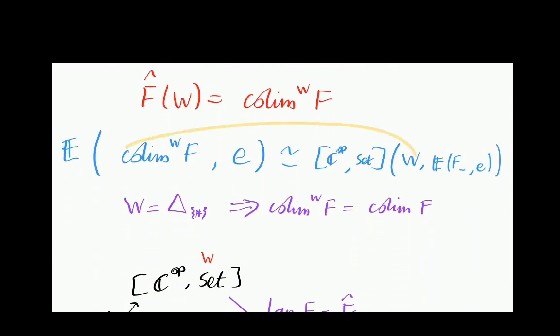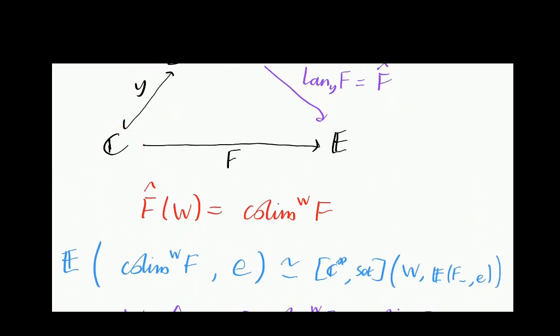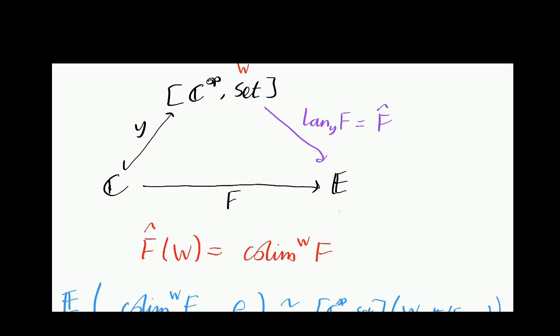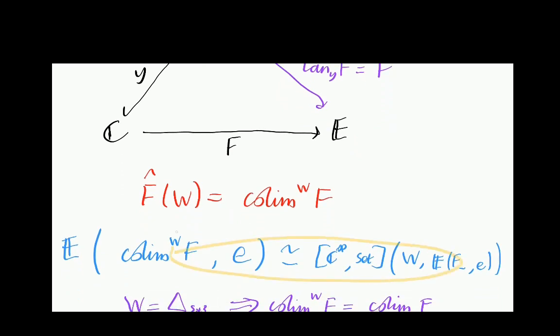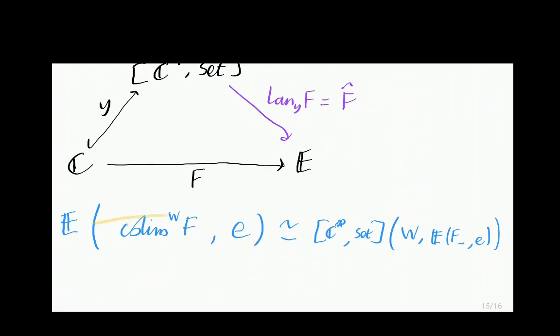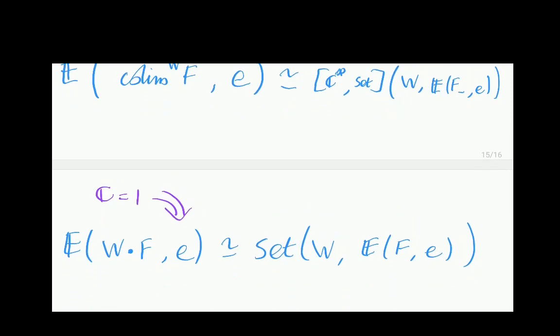Now, another thing that you could do with this formula is you could instead set C to be the trivial category with a single object. In that case, F is just going to be an object of E, essentially. And if you look at the meaning of this formula in this case, well, it reduces to this kind of form. And you see where we wrote colim W of F, we're now writing W dot F. And that's because this thing over here is what's known as the copowering of F by W. And you can really think of it like if this category E has coproducts, then you can think of this expression here as the coproduct of this object F with itself W times.